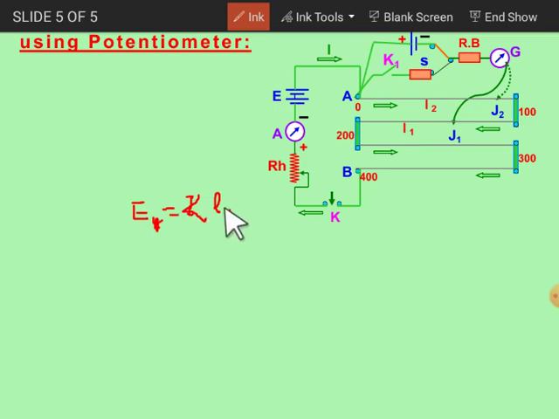K times L1, where your K will be equal to I rho divided by A, where I is the constant current flowing through this potentiometer, rho is the resistivity of this potentiometer wire, and A is the cross-sectional area of the potentiometer wire. When all these are kept constant, we can replace it by K.